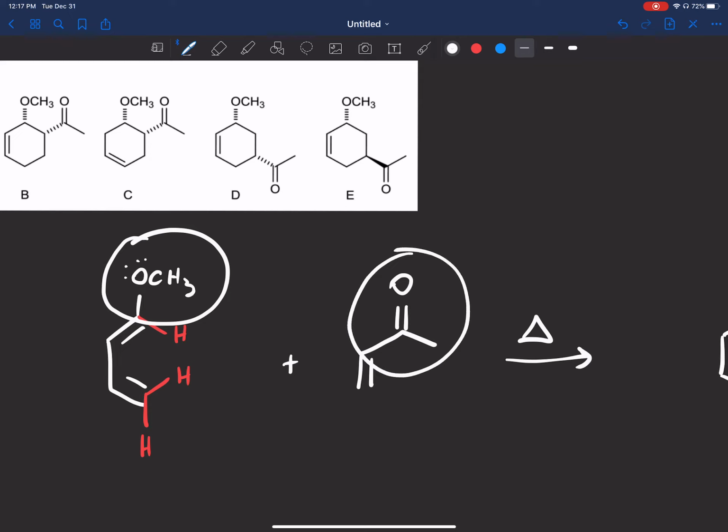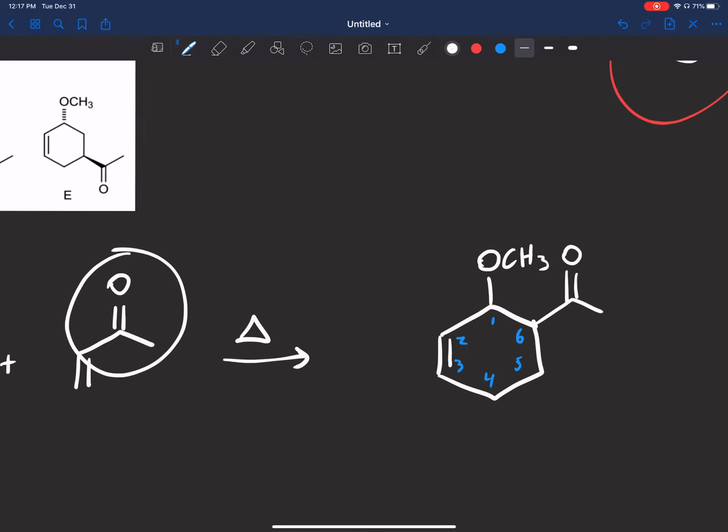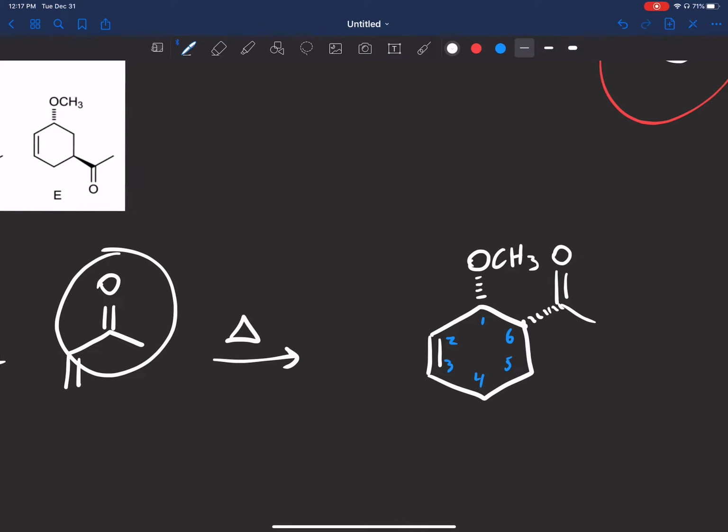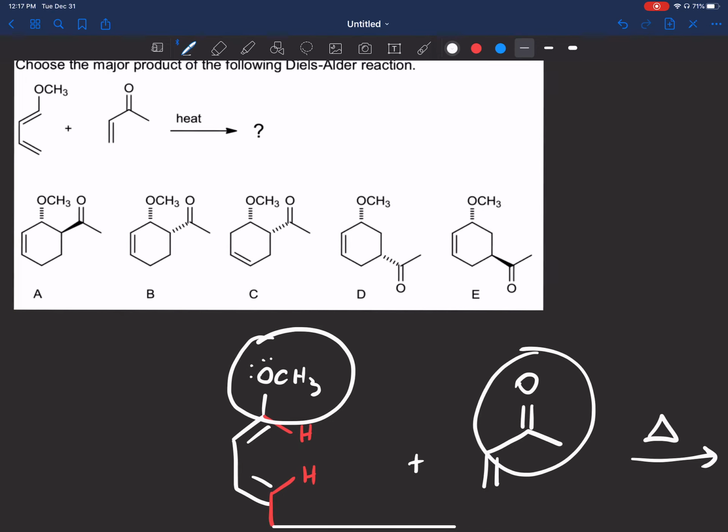The endo product, the major product, will have those two groups the same stereochem. So whether you want to make that dash or wedge, it's up to you. So I'm going to make it dashed, which means that this guy must be dashed also in this pointer. All right. So that would be the product, and that's going to be answer choice B.